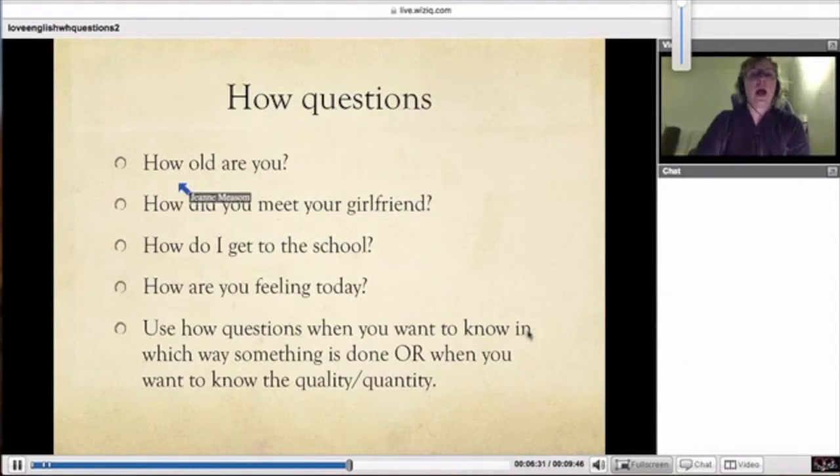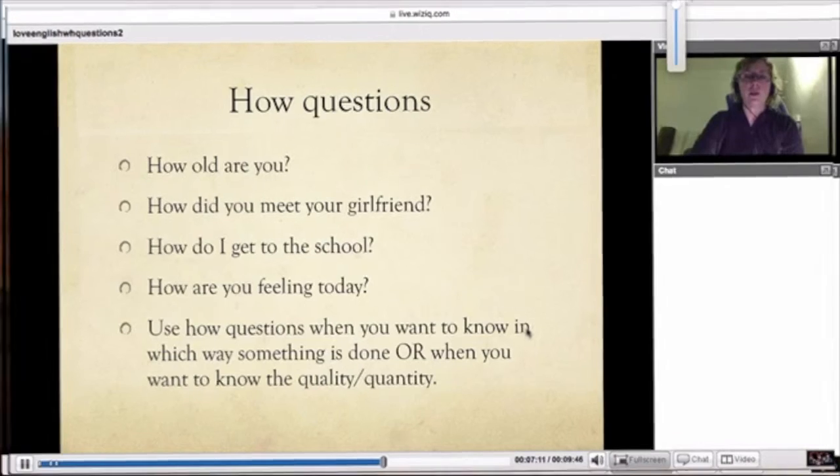Answer for a reason. How questions. How old are you? How did you meet your girlfriend? How do I get to the school? How are you feeling today? Use how questions when you want to know in which way something is done. Okay? So, in what way was it done that you met your girlfriend? Or when you want to know the quality, how are you feeling today? Good quality or the quantity? How old are you? How many years old are you? That's quantity. Okay, so the how questions are when you want to know the quality, a quantity, or the way something is done.